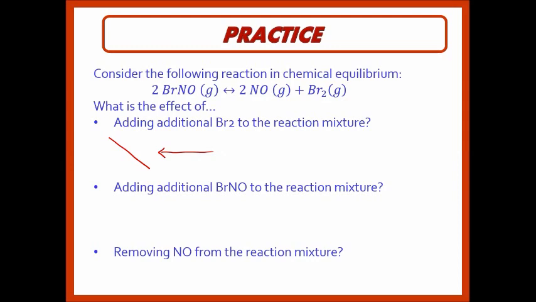The next question asks us what happens if we add additional BrNO to the reaction mixture. Okay, well, if we have our balance beam, we can feel that it's getting heavier on the reactant side. So this is going to be the opposite case. Our reaction is going to have to shift to the right in order for the reaction to regain equilibrium. Finally, if we remove NO from the reaction mixture, we're removing a product, and therefore the right side of our balance beam should be getting lighter. Similar to adding the additional reactant as in the previous problem, we're going to have to shift the reaction to the right in order for it to regain equilibrium.